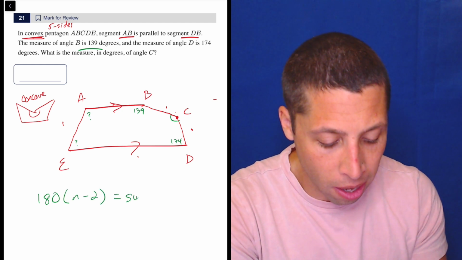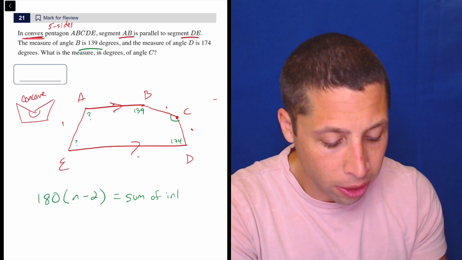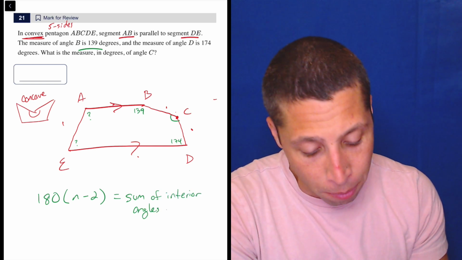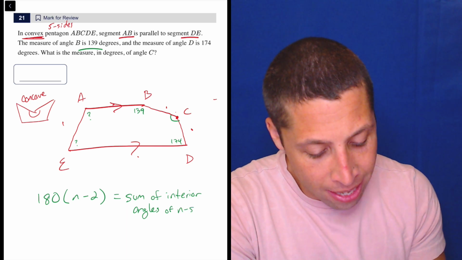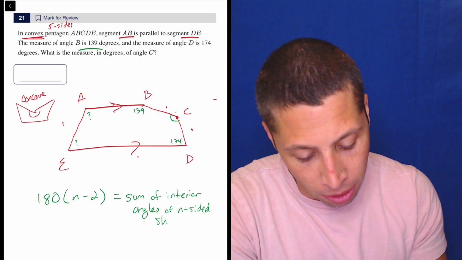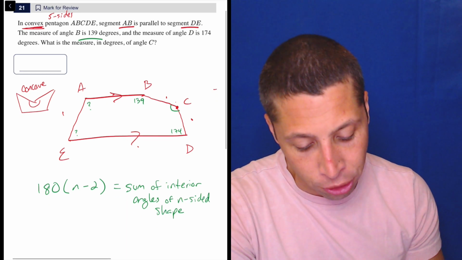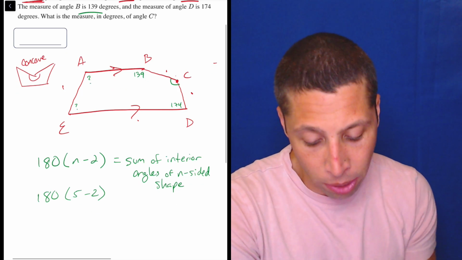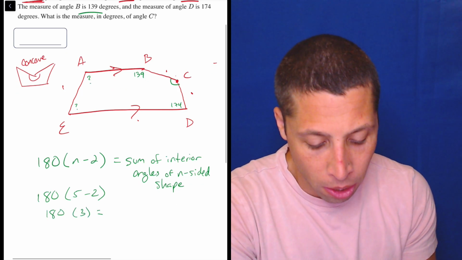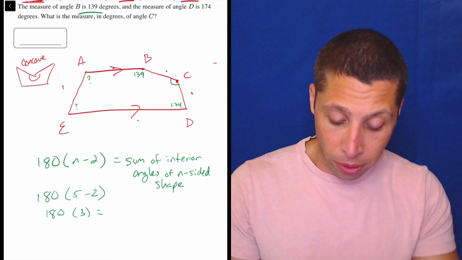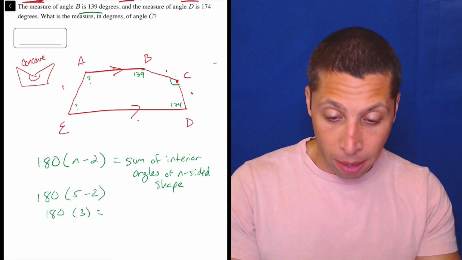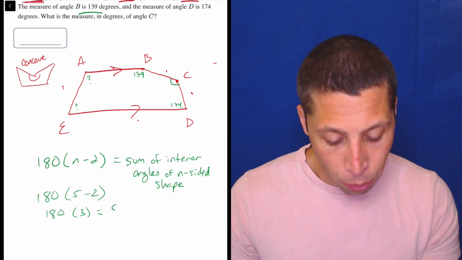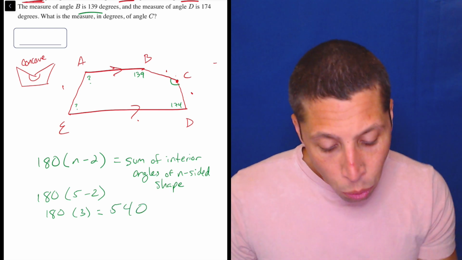That gives us the sum of the interior angles of any shape, technically an n-sided shape. In this case, this is a 5-sided shape. So in order to use it, we're going to plug in 5 and solve it. So that's 3 times 180, which I believe is 540, but I'm going to do it because I don't want to mess it up. 180 times 3, 540. So that is the total for this pentagon.